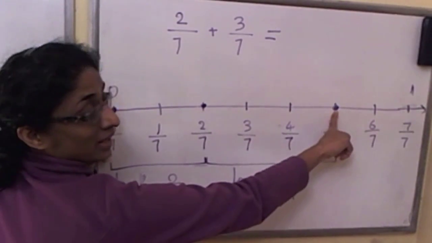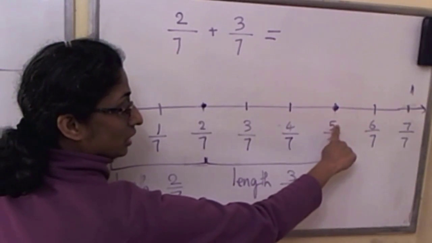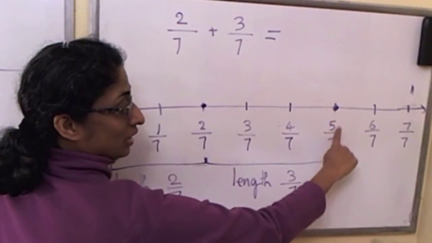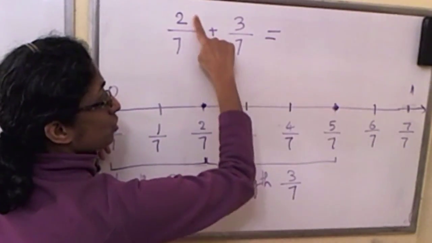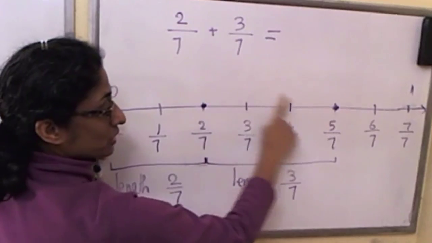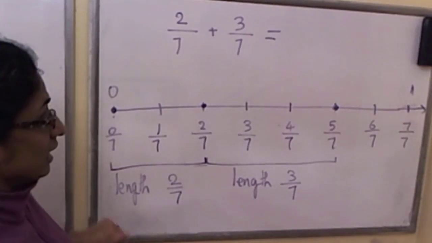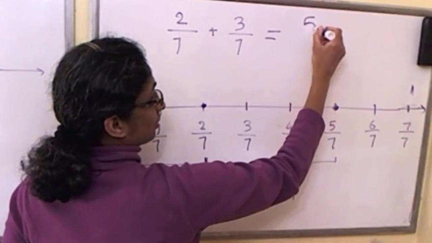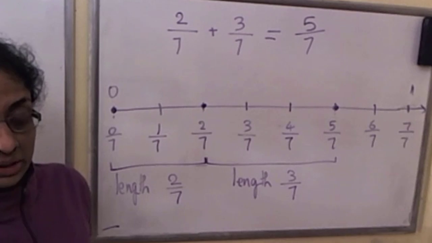What is its length? Well, it starts at 0 and ends at this point, and that point is 5/7, and that 5/7 is also the length of this segment. So the answer to 2/7 plus 3/7 is right there, staring at you: 5/7. And let me write that here, 5/7.